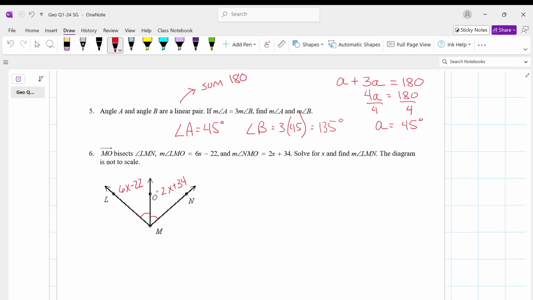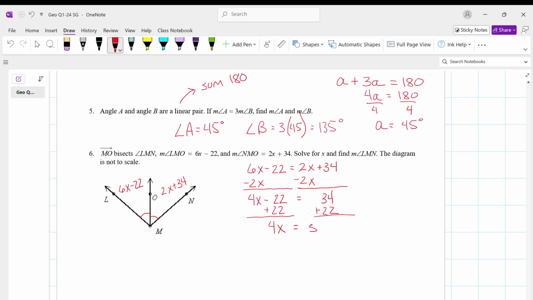So in order to solve for x, if these 2 angles are equal to each other, then the 2 expressions are equal to each other. So the 6x minus 22 is equal to the 2x plus 34. So I'm going to subtract 2x from each side. 4x minus 22 is equal to 34. Add 22 to each side. 4x equals 56. Divide by 4. So we get an x that's equal to 14. There's the first part of the question. X equals 14.